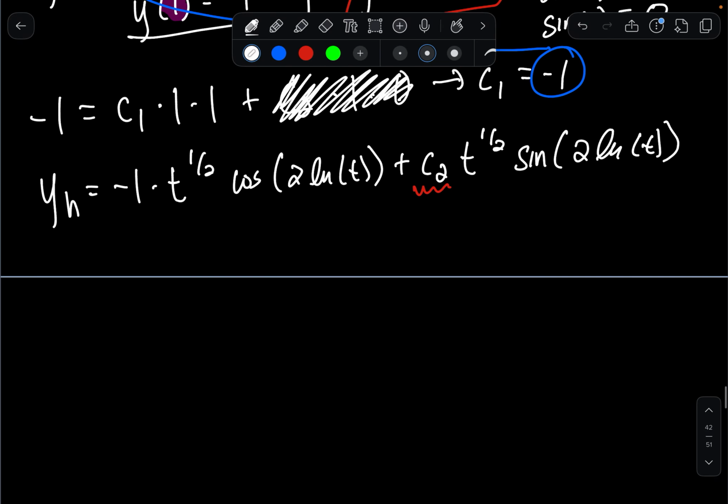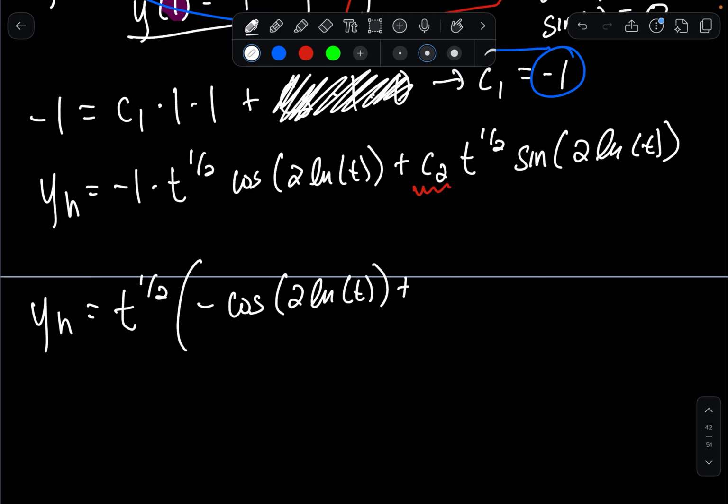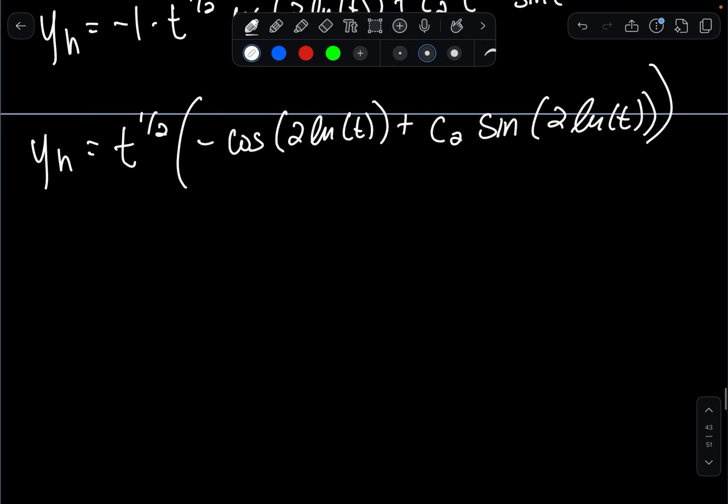But in order to use the second condition, we need to find the derivative. The way it's written in this form, we would need to do two different product rules to find the derivative, one product rule here and then another product rule here. We can avoid that if we factor out a t to the 1/2 from both of these, and we'll be left with negative cosine of 2 natural log of t plus C2 sine of 2 natural log of t. The only reason we might do this is it makes our derivative a little bit simpler. Now we only have to do one product rule. Okay, so now let's buckle up.